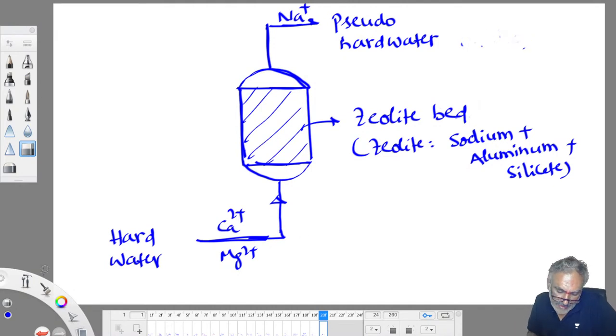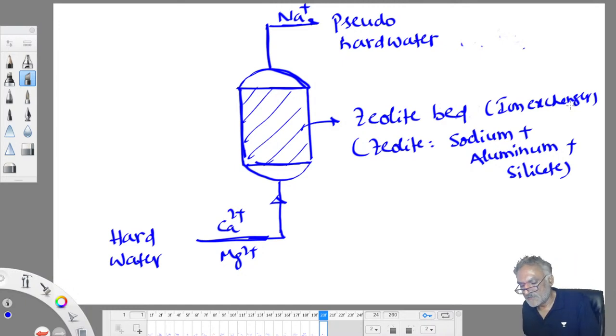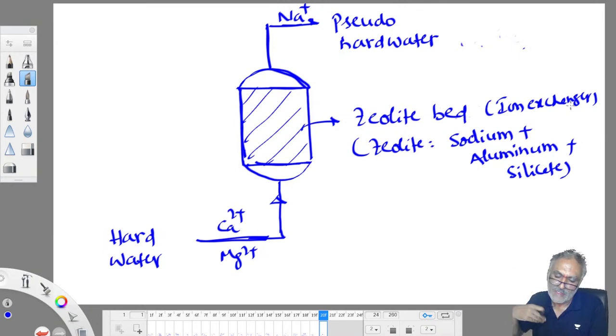Understood? So this is called ion exchanger. Zeolite is an ion exchange medium. So sodium present in zeolite is given to water, calcium and magnesium present in water are taken by zeolite. The space left by calcium and magnesium is filled with sodium. That's how it gets rid of hardness. So it's called ion exchange process. This process yields zero hard water. Complete hardness you can remove. Understood?